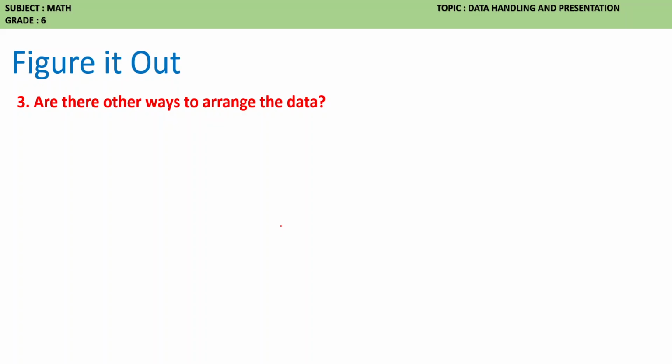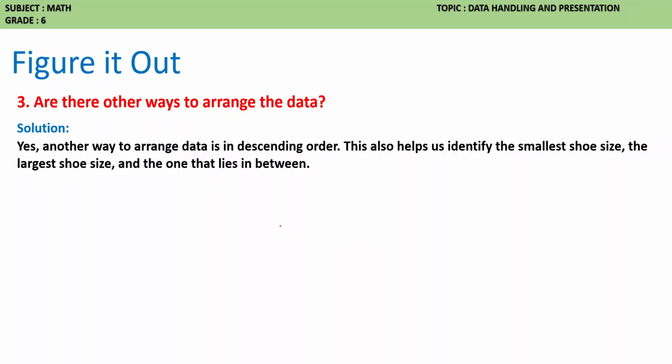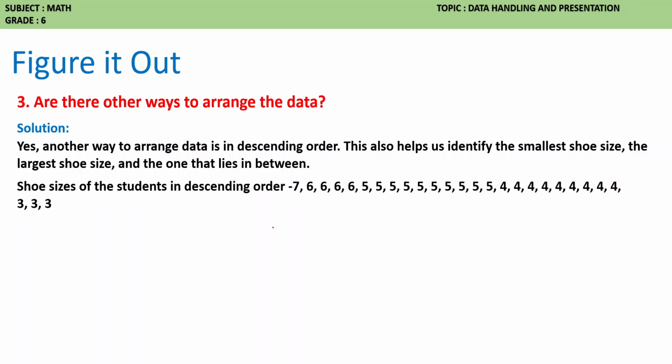Third question, are there other ways to arrange the data? Answer is yes. Another way of arranging the data is to write it in descending order. This helps us to identify the smallest size and the largest shoe size and the ones which lie between them. Shoe sizes in descending order is 7, 6, 6, 6, 5 ten times, then 4, then 3.